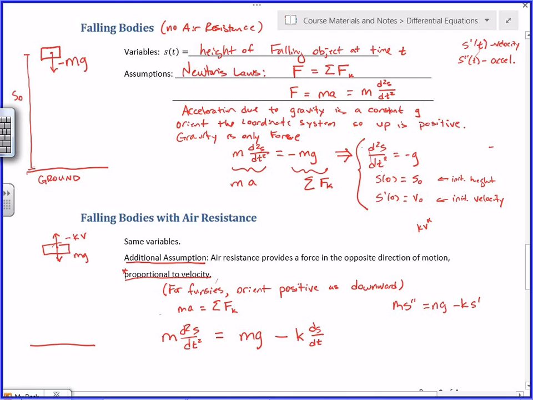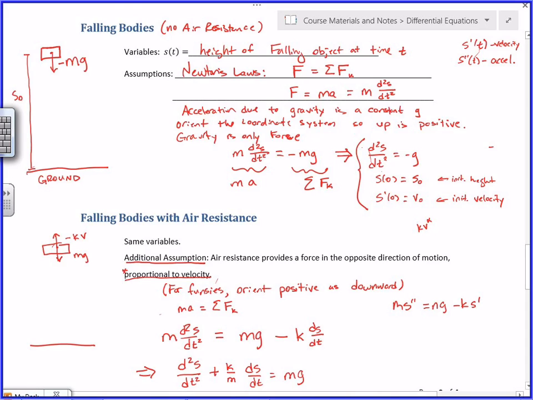Now, if I divide everything through by m, I'm going to write this in its linear form. What you end up with is this equation right here. Divide through by m, and move the k ds dt to the other side. I end up with the second derivative of s with respect to t plus k over m ds dt equals mg. What I mean when I say I'm writing that in its linear form, remember, to be a linear differential equation, you have to be linear with respect to the derivatives of your dependent variable.